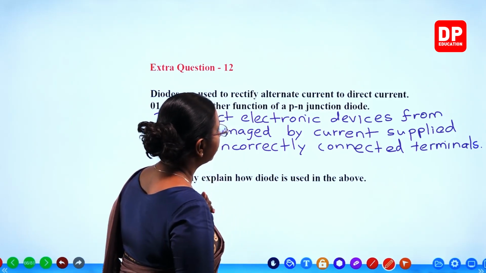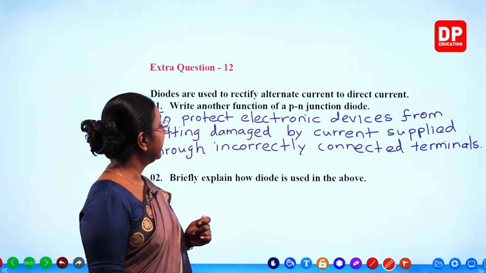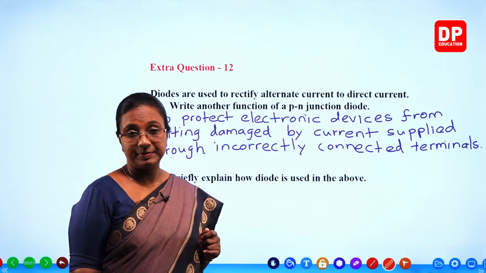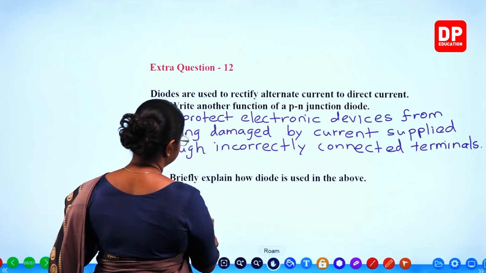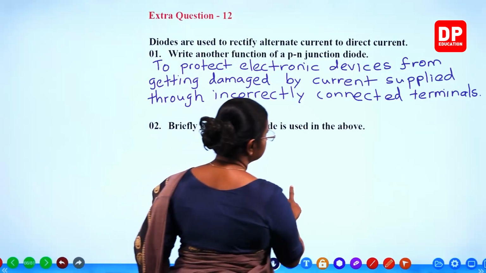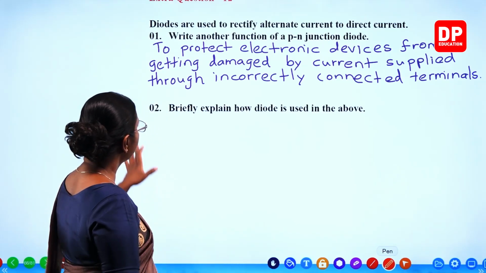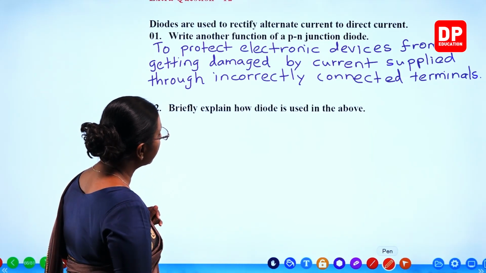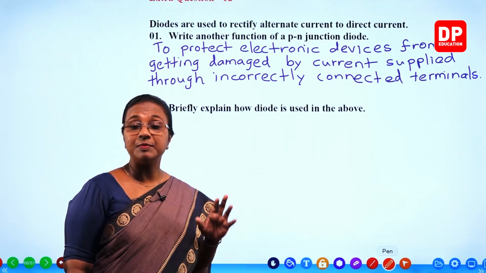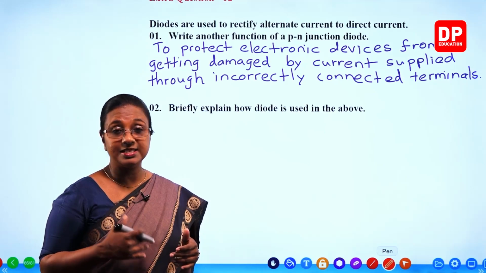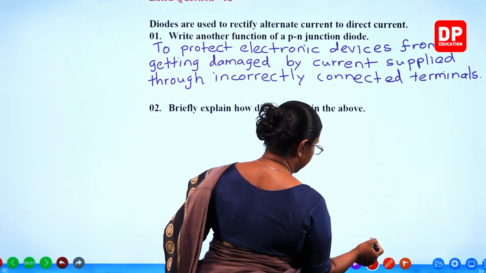To protect electronic devices from getting damaged by current supplied through incorrectly connected terminals. So, that is the function. Then, the second part of the question, briefly explain how diode is used in the above. So, for that I will use the diagram. I have told you all students, always it's easier to use a diagram that gives more explanation.